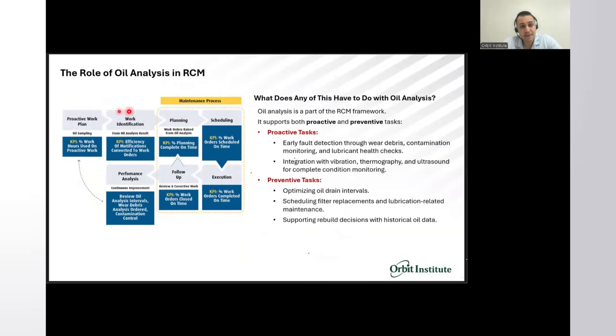For example, this is the work cycle, the proactive work plan. We do work identification, then planning for the job, then scheduling of the job, then execution and closing, follow-up, and performance analysis. So the oil analysis can take part in this planning and scheduling, or in the reliability centered maintenance strategy of your plant, as oil analysis usually supports the proactive approach in the reliability centered maintenance plan and the preventive approach as well.